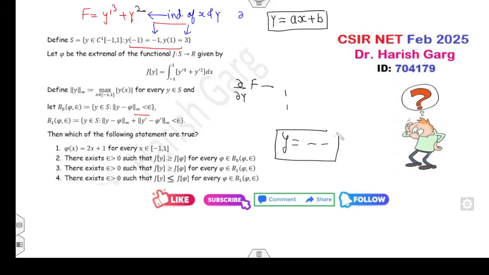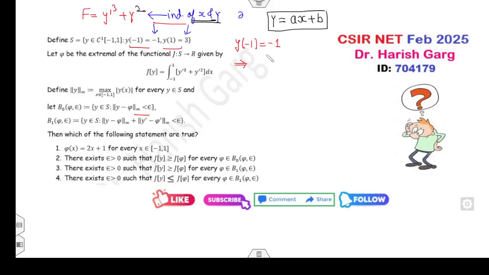Fine, you can find the value of y by using the Euler equations, but I already told you the shortcut tricks. One is independent of x and y. Now apply the condition, y of -1 is equal to -1. That implies, sorry, it is a +1. I checked right now, it is a +1. No, fine, it's a -1. So it will be -1 minus a plus b.